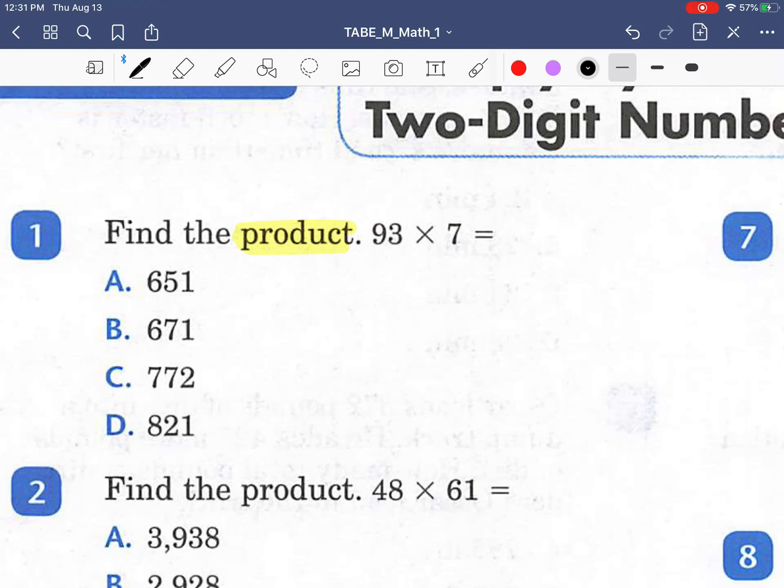And I'm going to show you the way that I learned multiplication. So I would say 93 times 7. And that is going to be 7 times 3 is 21. 7 times 9 is 63 plus 2 that we've carried. So 63, 64, 65. So the product for number 1 is 651.